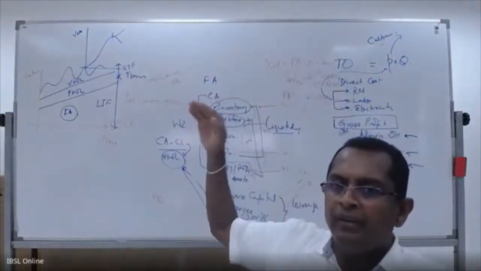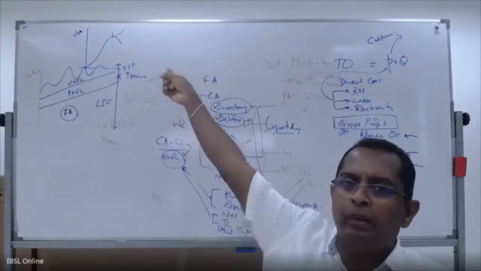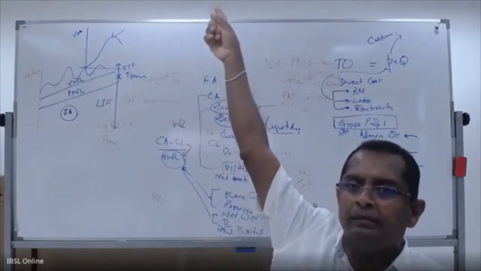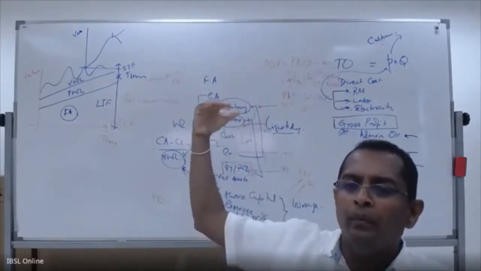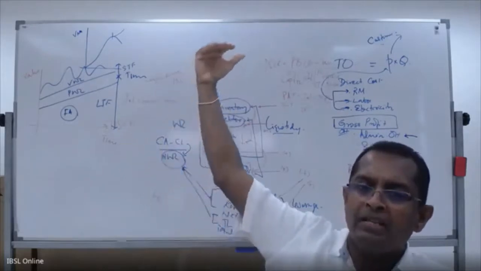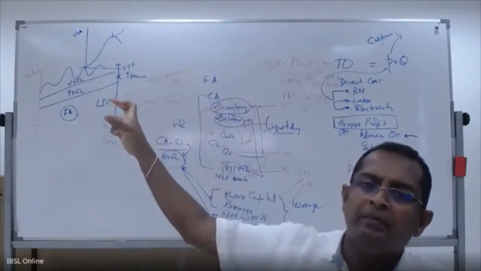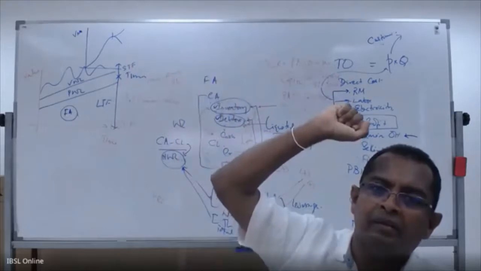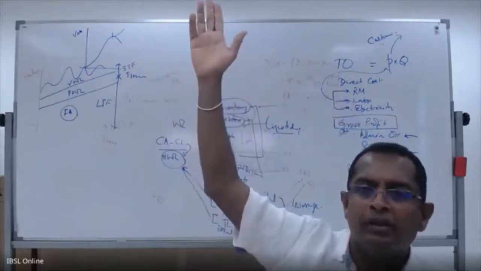With time, fixed asset increase because we expect the business to grow like that. When your operation increases, permanent working capital level increases. Variable also increases.